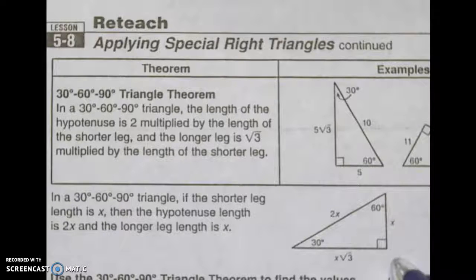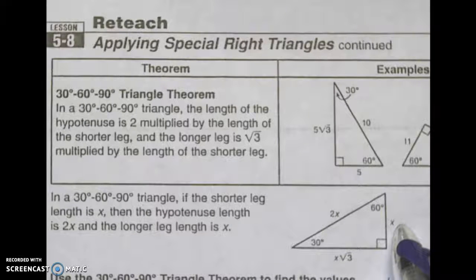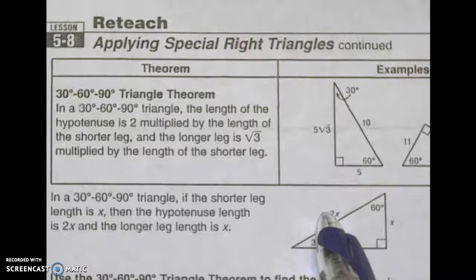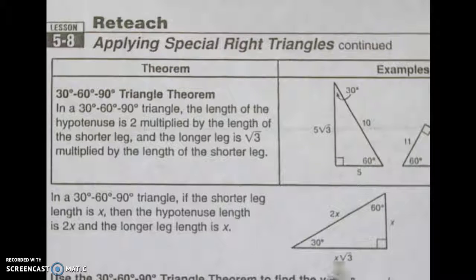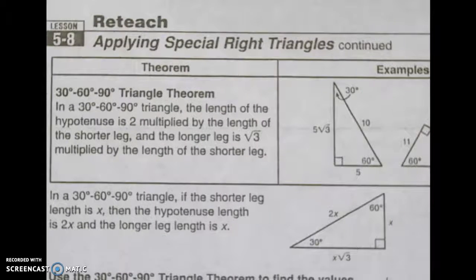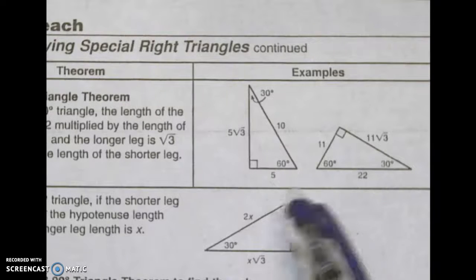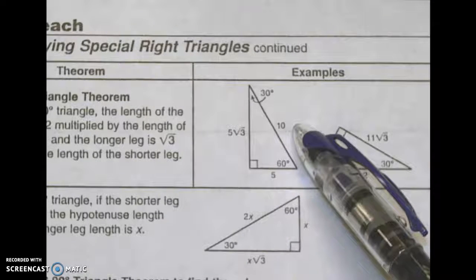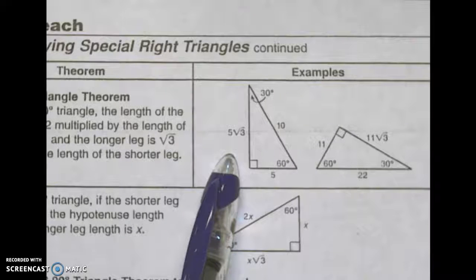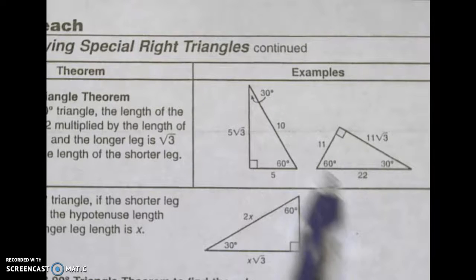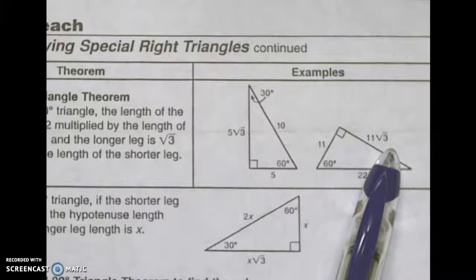So if I'm looking at my generic special right triangle, across from the 30-degree angle I have the length x, across from the 90-degree angle I have the hypotenuse 2x, and that squirrely side, that medium side, is going to be x times the square root of 3. So in my examples, if I know the short side is 5, I know the hypotenuse is 10, and I know that medium side is 5 times the square root of 3. If I know the short side is 11, I know the hypotenuse is 22, and I know that that medium side is 11 square root 3.